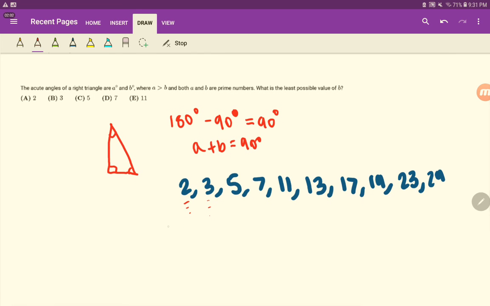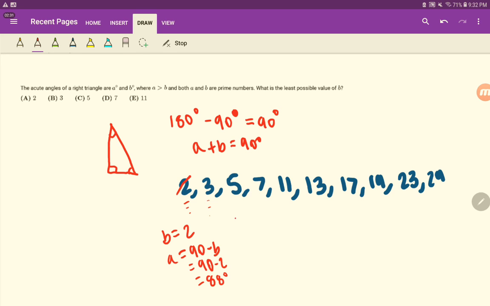So let's start with B equals 2. If B is equal to 2, that means that A is equal to 90 minus B, which is equal to 90 minus 2, or 88 degrees. However, 88 is not prime, as it is divisible by not only 1 and 88, but also 2, 4, 8, and 11. Thus, we can rule out the possibility that B equals 2.